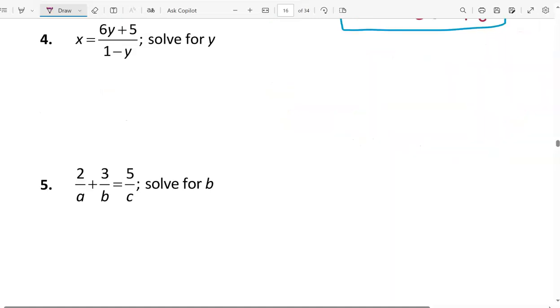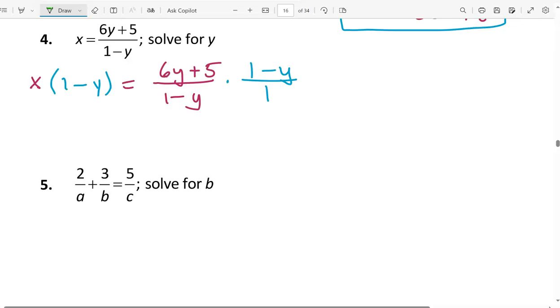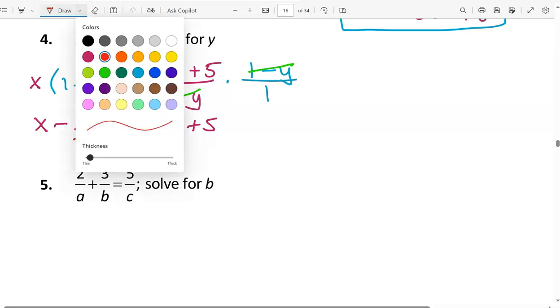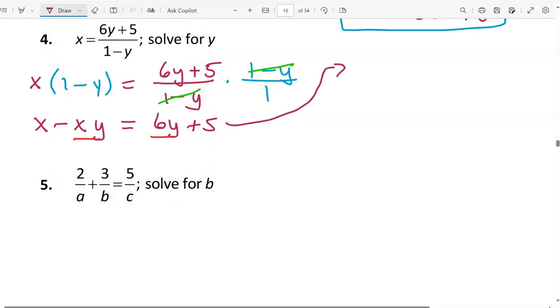In 4, we can begin by multiplying by the least common denominator, which is 1 minus y. Now canceling common factors and multiplying, that leaves us with x minus xy is equal to 6y plus 5. We want to solve for the variable y, and there are 2 terms that involve the variable y and 2 terms that do not. So I'm going to add xy to both sides. And subtract 5 from both sides.